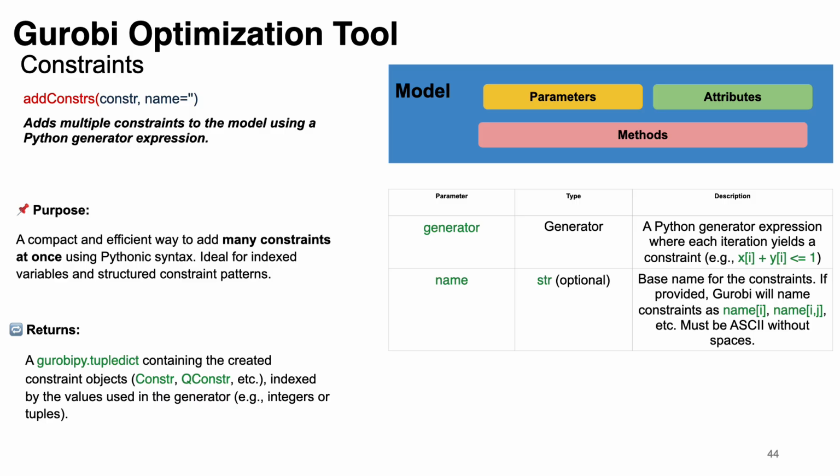When you are building a model for the TwinODIS project with thousands of supply nodes or time periods, writing a single Pythonic generator is significantly faster for the Python interpreter to process than a standard loop. It is the absolute best practice for handling indexed variables and highly structured constraint patterns.